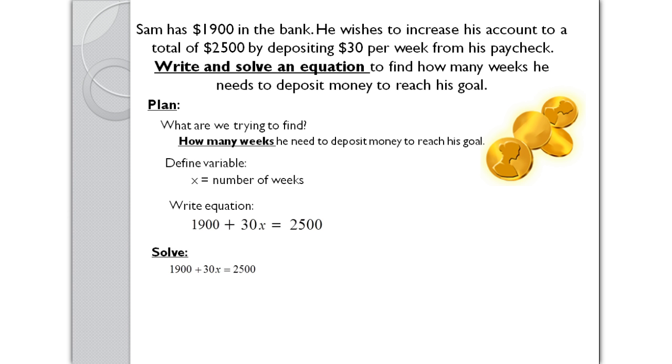1900 plus 30x equals 2,500. Subtract over 1900. Bring down your 30x equals 600. Divide by 30. X equals 20. Let's make sure this makes sense. Let's check our answer. 1900 plus 30 times 20 gives us 1900 plus 600, which is 2,500.